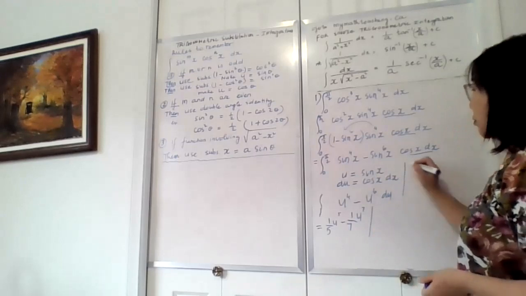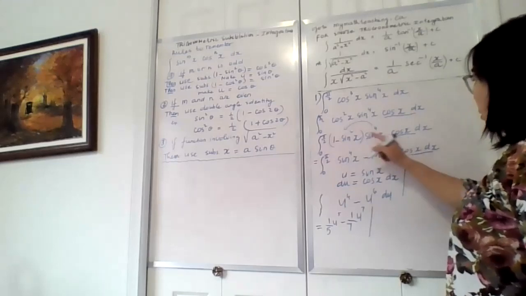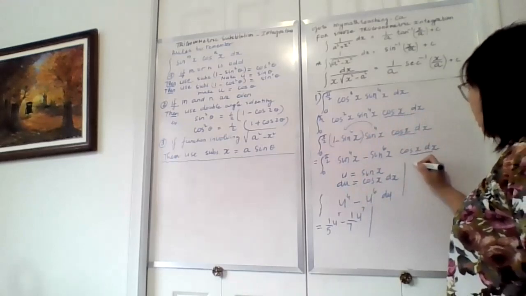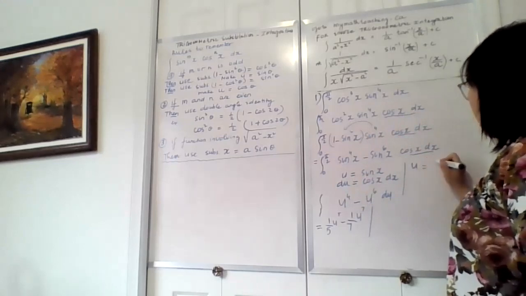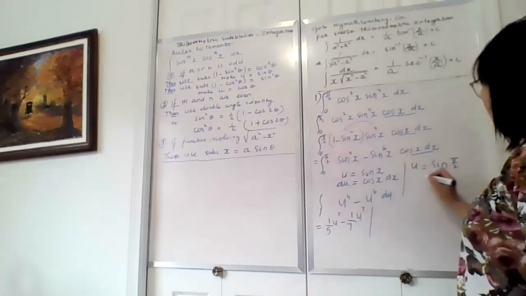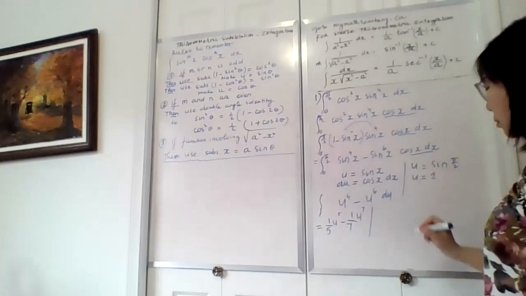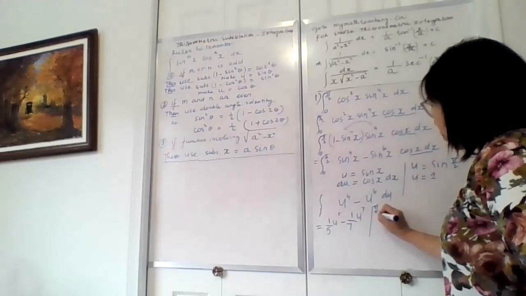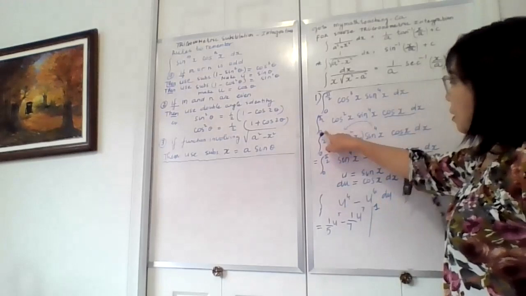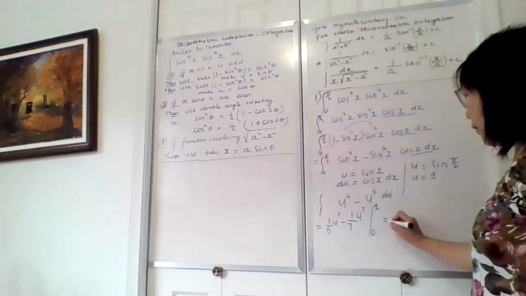So let's do that. So what do I say? I say let u equal sine x. So u will be equal sine, and the x I substitute by pi over 2. And sine of pi over 2 is 1. So u equals 1. Now sine of 0 is just 0. So that's the same thing. So now I'm going to evaluate this.